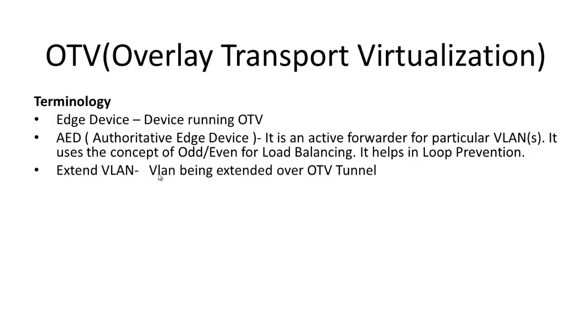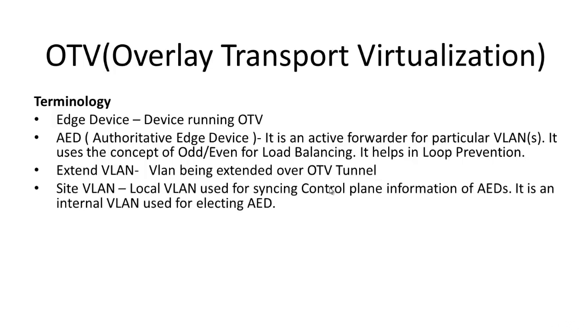Extended VLAN: the VLAN which will be extended, like in the diagram I told you VLAN 90, will be extended over the OTV tunnel because we are connecting the data centers. Site VLAN: the local VLAN, an internal VLAN used for electing the AED, the authoritative edge device. If you have multiple AEDs, it will be used for synchronizing control plane information.